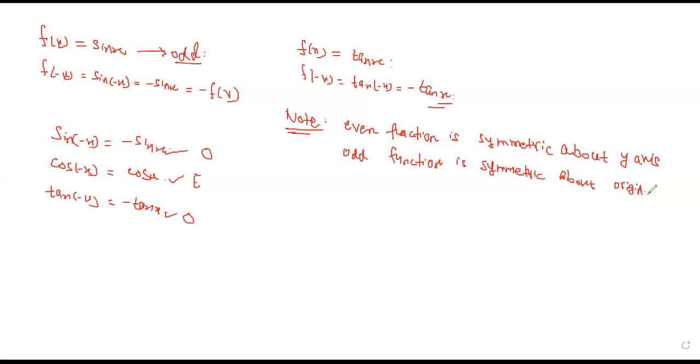Sin of minus x is minus sin x, odd function. Cos of minus x is cos x, even function. Tan of minus x is minus tan x, odd function. An even function is symmetric about the y-axis and an odd function is symmetric about the origin.